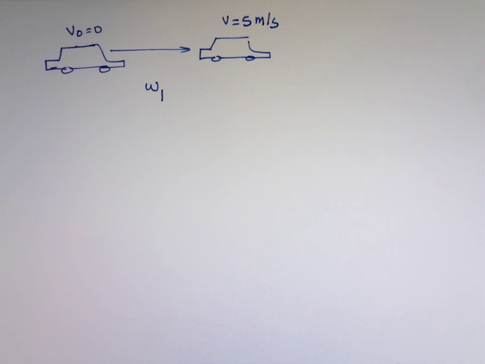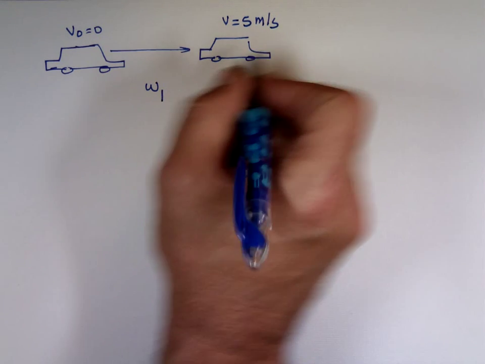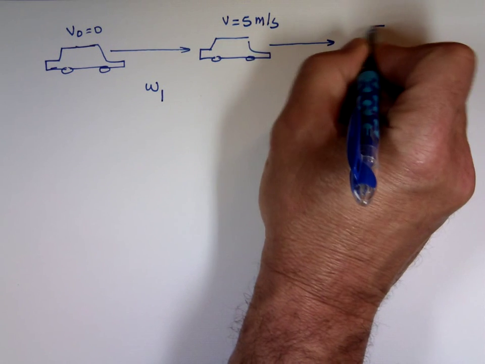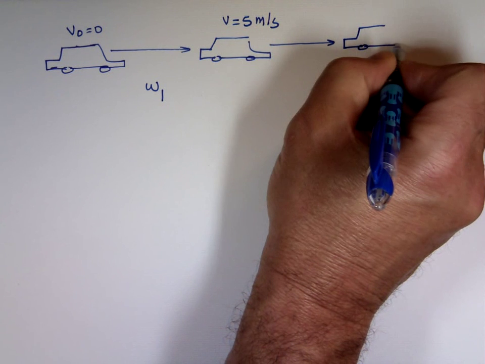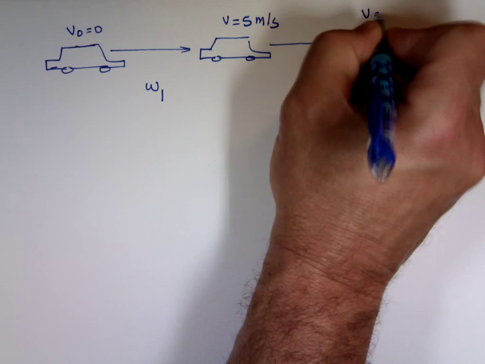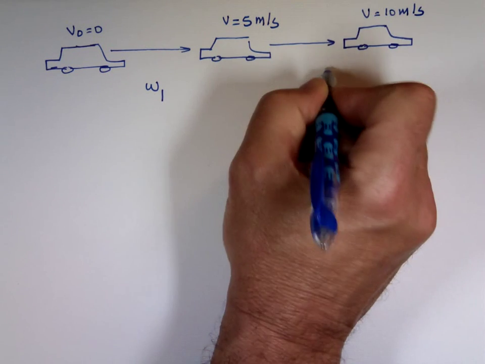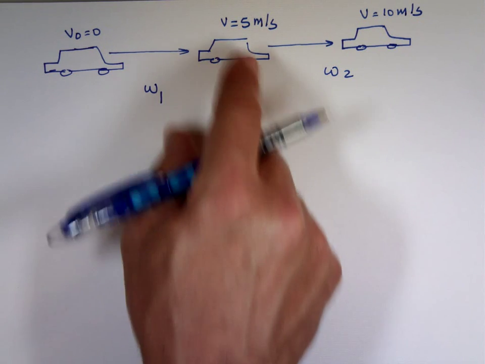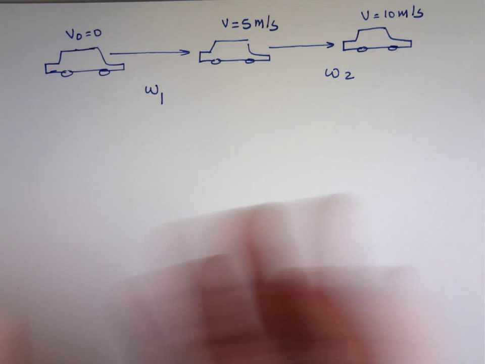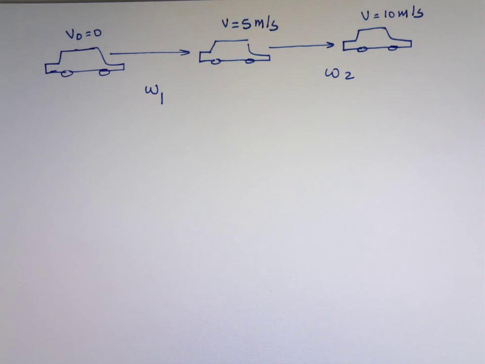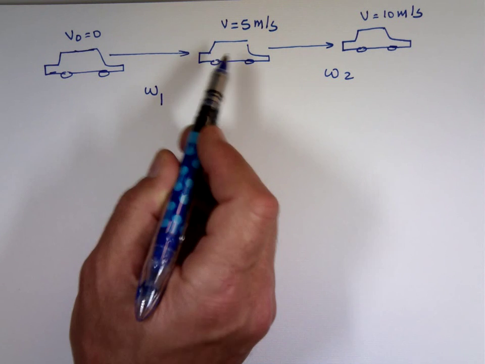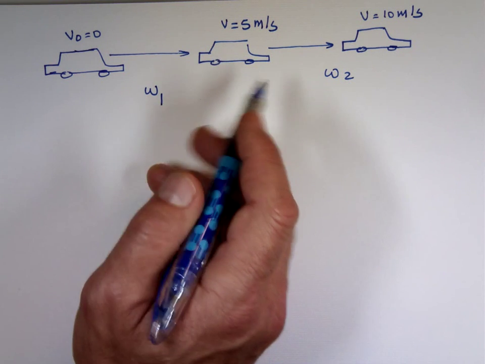My next question: would that be the same amount of work as to get the car from 5 meters per second to now double that, 10? We'll call that work 2. So to go from 0 to 5, how much energy is required? And to go from 5 to 10, how much energy is required? Do you think these values will be the same? Well, let's look at the first case. To go from 0 to 5 meters per second, how much energy or work is required? You see me use the word work, because work is changing kinetic energy.